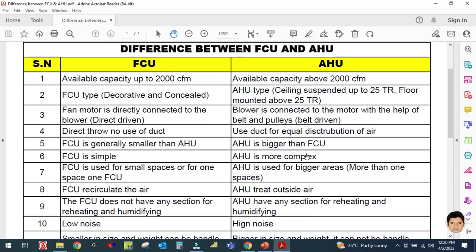So these are the differences between FCU and AHU. I hope you guys learned what is the difference between air handling unit and fan coil unit.